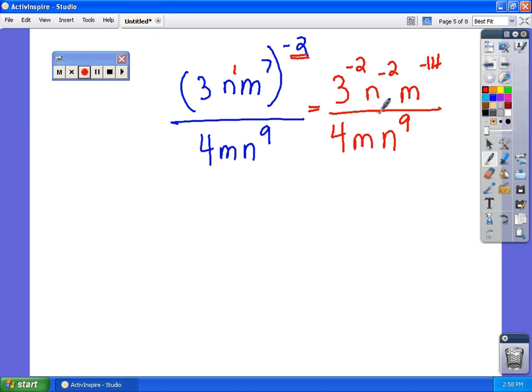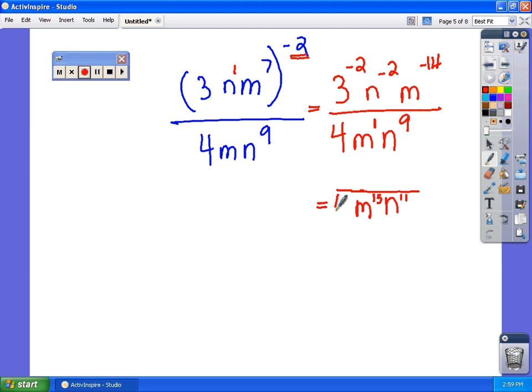Well, n divided by n, you do negative 2 minus 9. So that's going to equal n to the negative 11th. Well, that's going to go to the bottom as n to the 11th. The m to the negative 14th, minus 1 would be m to the negative 15th. So that is also going to go to the bottom as m to the 15th.